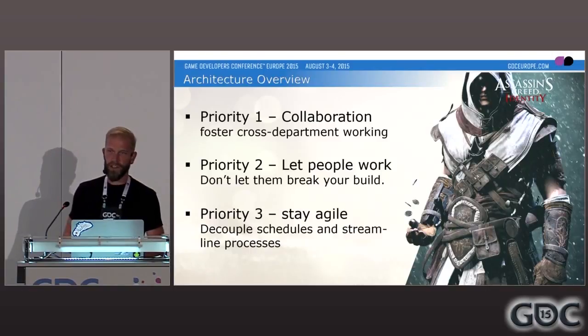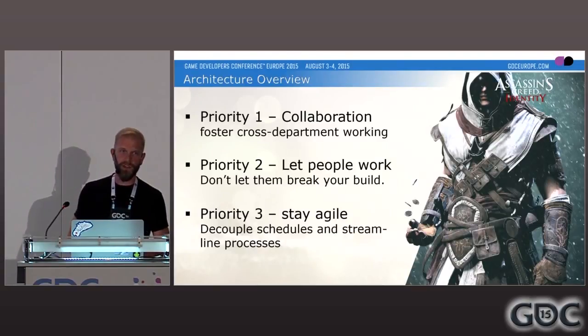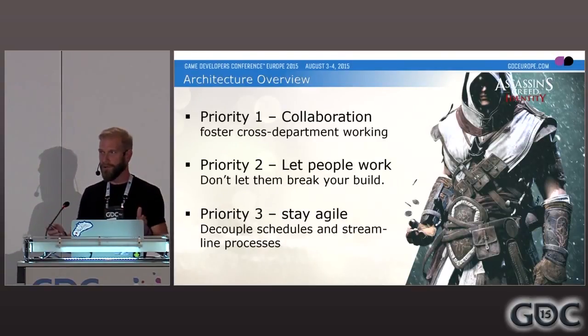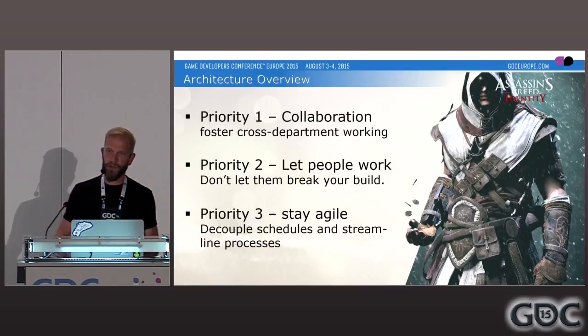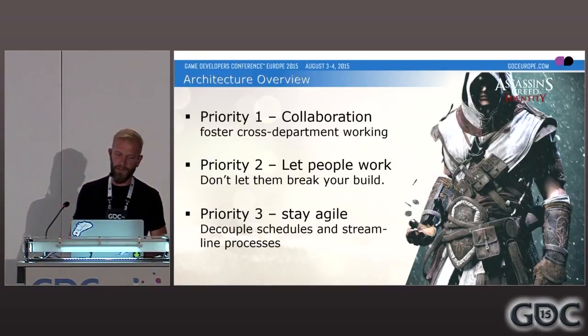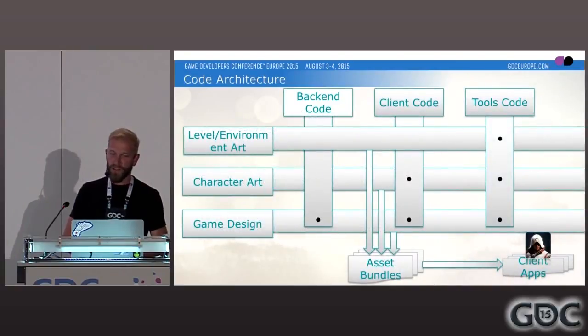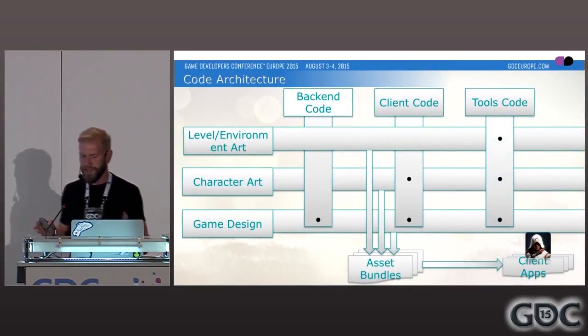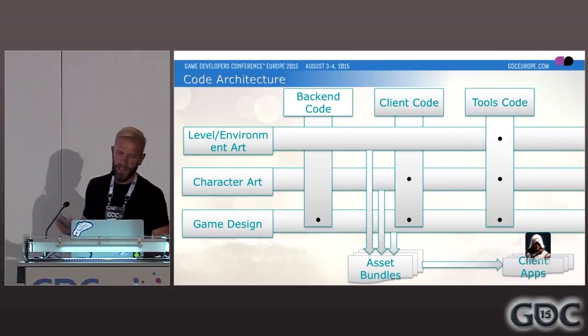And third priority, staying agile. It's a mobile game. It's supposed to be very agile, very changing. You have some goals set up in the beginning, but they are about to change over the course of the project. So you have to stay agile, being able to change lots of things in the game without causing too much trouble. So you want to decouple schedules and streamline the processes. These priorities led to this code structure.